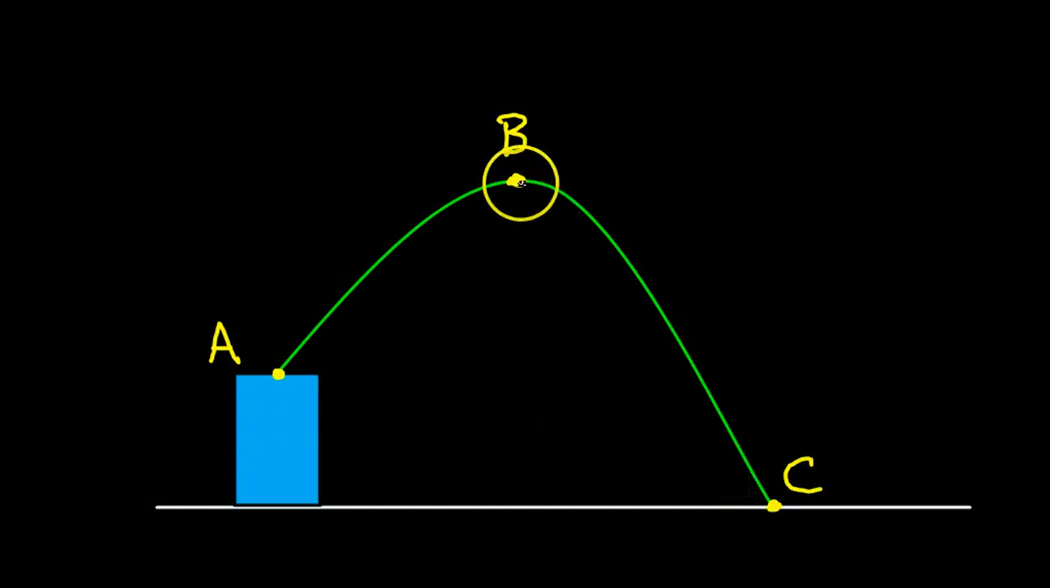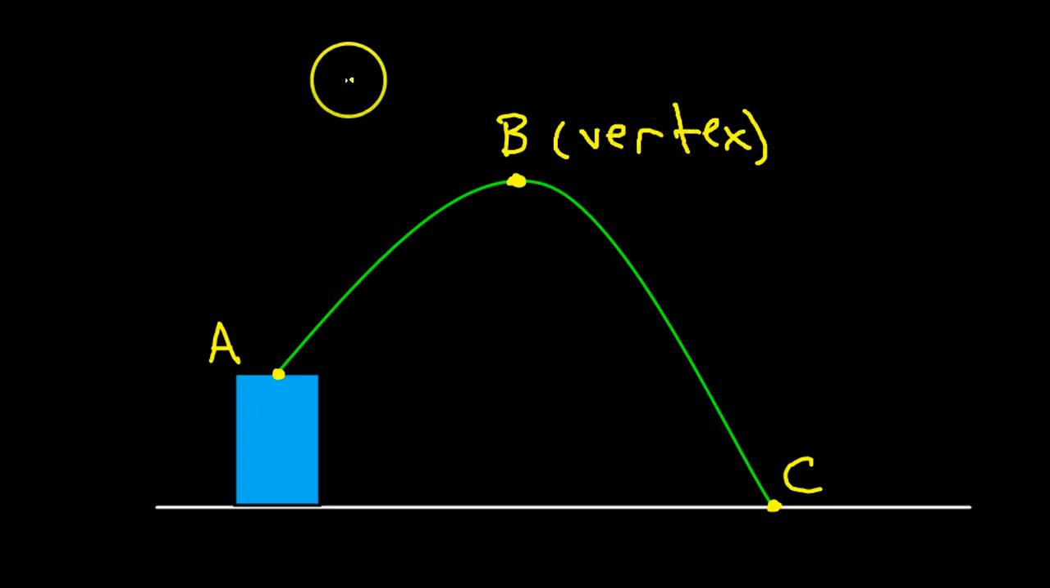If we're finding this point, and you'll know because they'll say something like, what's the highest point reached by the ball, or how long does it take for the ball to reach its highest point, then you're looking for the vertex. And we can find that by the x-coordinate of the vertex will be opposite of b over 2a. And then we can find the y-coordinate using the calculator.